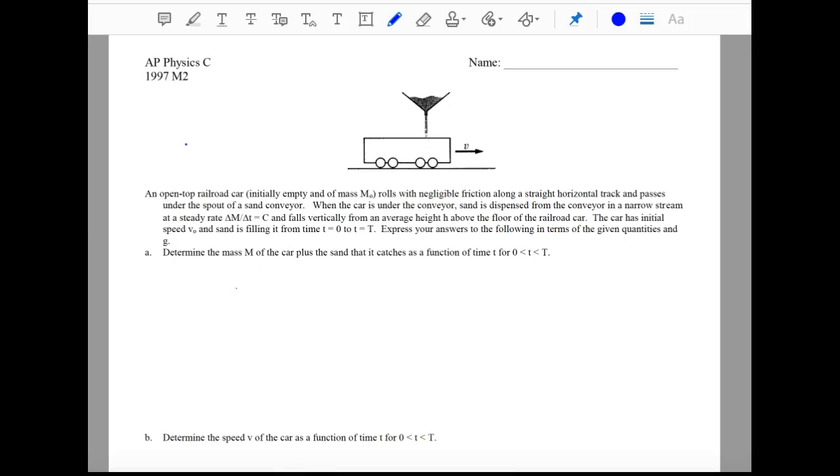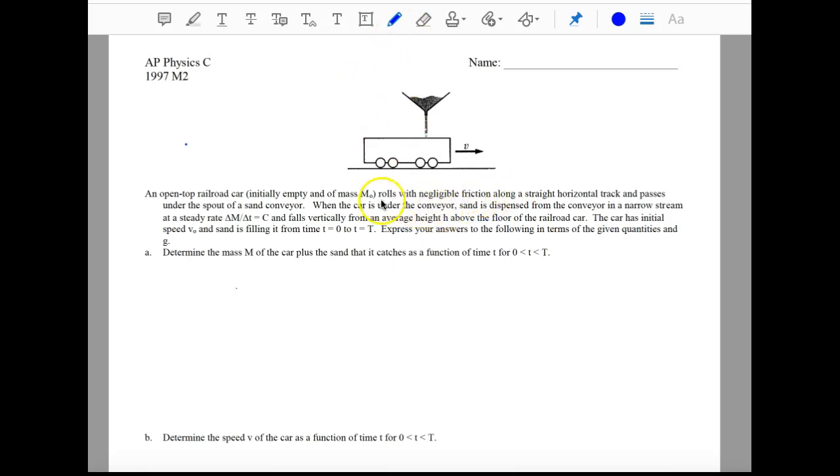Hey, this is Horner, and this one is 1997 M2. So, a little bit older question, but still a good question. This one, we have an open top railroad car. Initially, it is empty, and it has a mass of M0. It rolls with negligible friction.